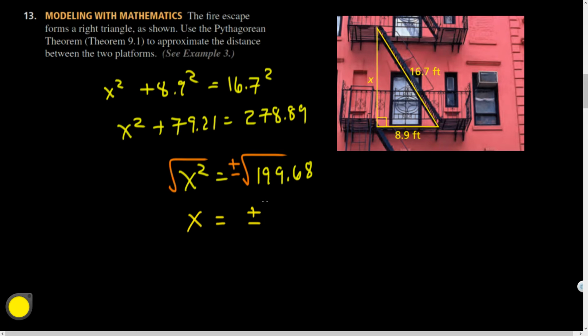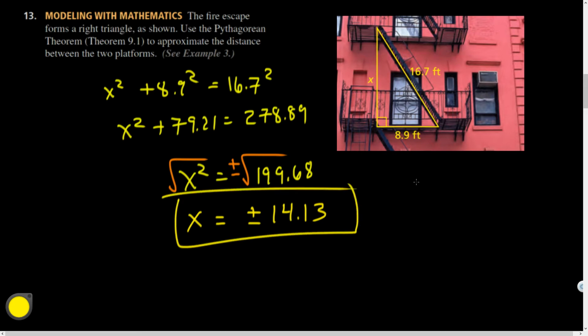14.13. And the positive one is the only one that makes sense. So 14.13 feet would be an appropriate approximation. Not here, but maybe on yours it did.